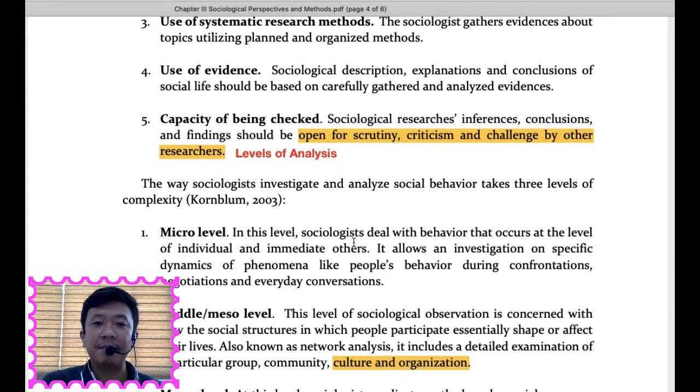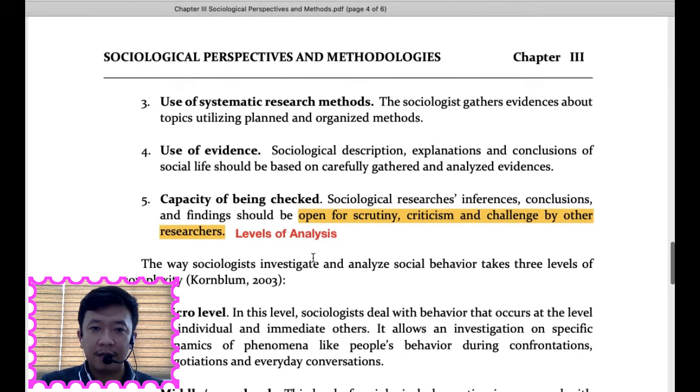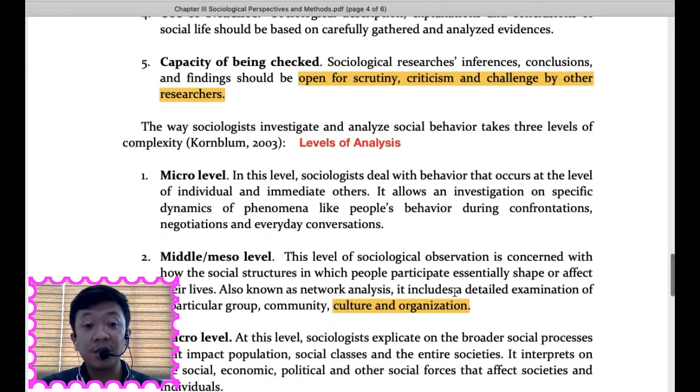Number 5 would be the capacity of being scrutinized. Okay? Mahalaga that you share your work so that it can be peer validated and peer scrutinized. Dapat ay pwede siyang i-falsify, no, ng mga kasamahan natin sa disiplina. Right? Yan. Bakit ko nilagay ang level of analysis? Okay, dito yung level of analysis, dapat. Okay. Kasi, okay, na-mention ko naman yung mga iba't ibang levels of analysis kanina.